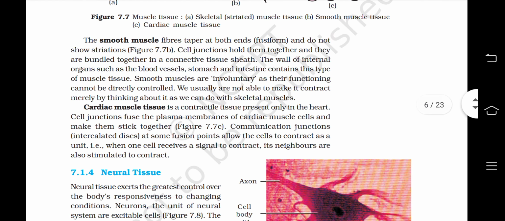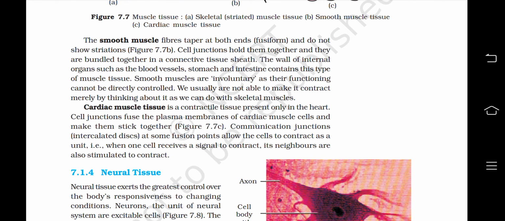The smooth muscle fibers taper at both ends, fusiform, and do not show striations. Cell junctions hold them together and they are bundled together in a connective tissue sheath. The wall of internal organs such as blood vessels, stomach and intestine contains this type of muscle tissue. Smooth muscles are involuntary as their functioning cannot be directly controlled. We usually are not able to make it contract merely by thinking about it as we can do with skeletal muscles.